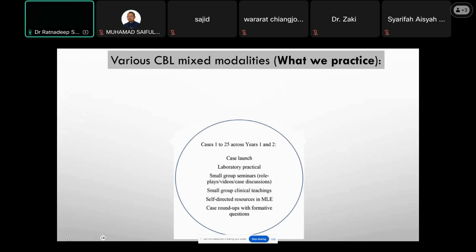We deliver 25 cases across year 1 and year 2, 13 in first year and 12 in second year. The cases were introduced with core clinical presentation, and students were conditioned to experience resource materials in multiple ways. We also use MLE, just like several other schools that use their own learning platform. This is called the medical learning environment, and students are allowed to access it from day one.